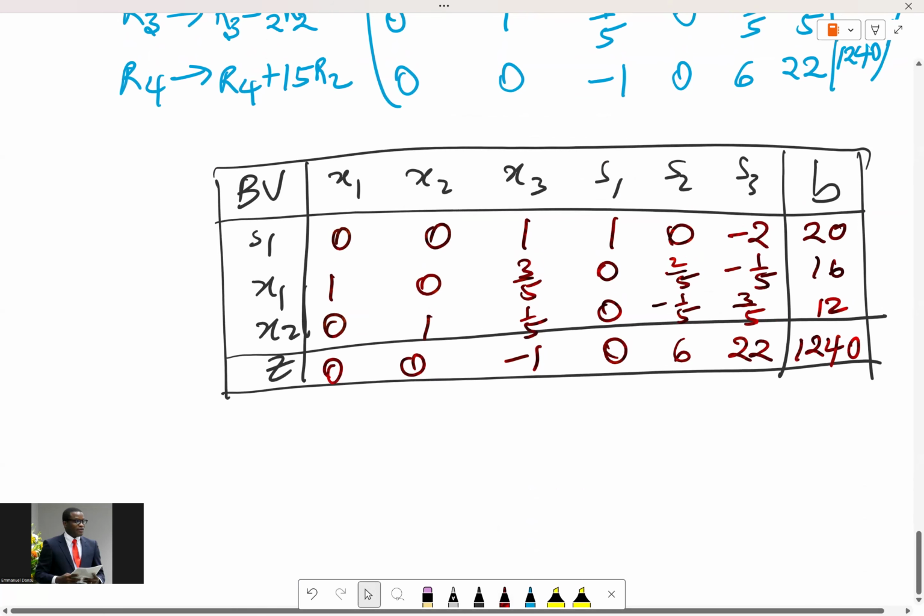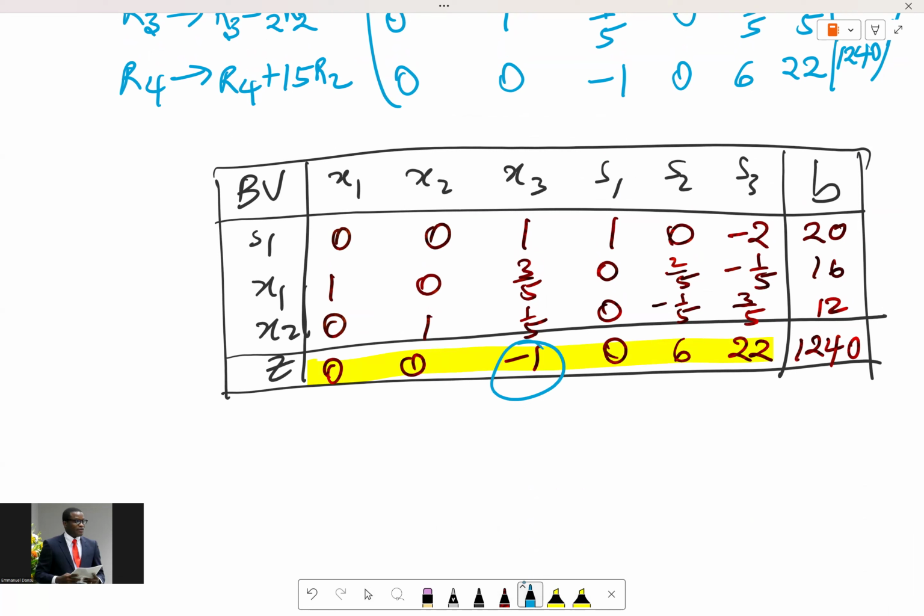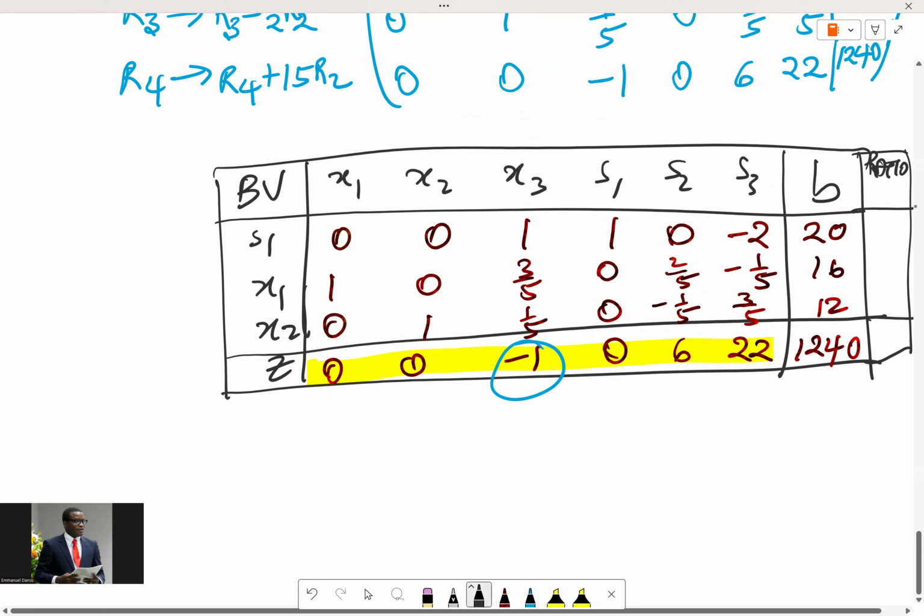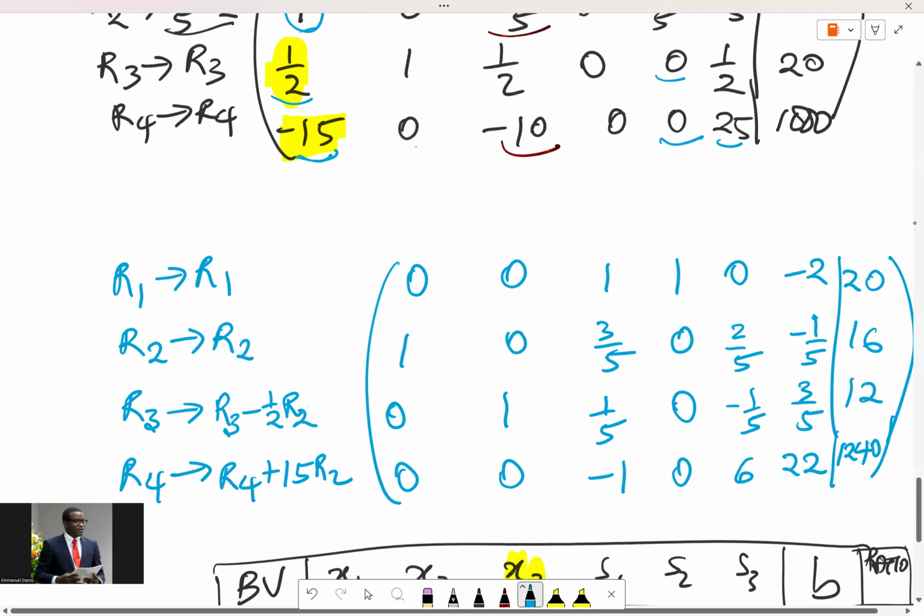Okay, I mean, from this table, it looks like we might still need another iteration. And the reason is if you check this place, we still have this minus one as a negative thing. So we still need our ratio. All right, so now we know that X3 now is going to replace something. What it is, we don't know directly until we do the ratio thing. So we have 20 divided by 1, which is 20.